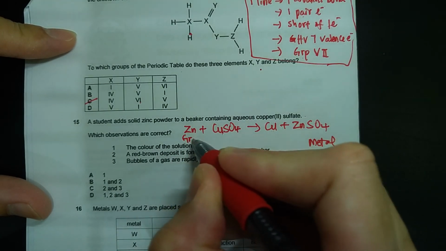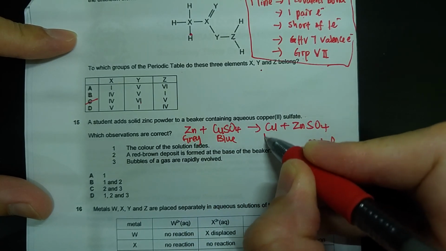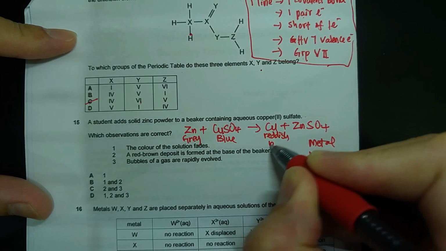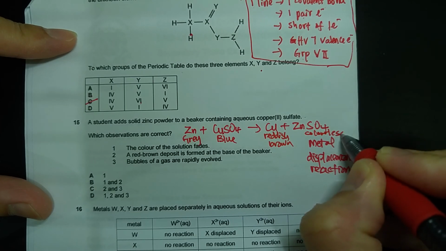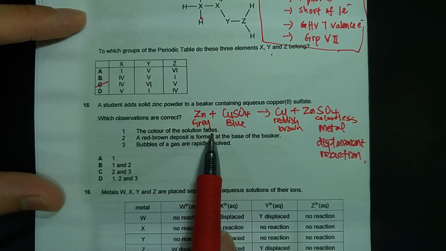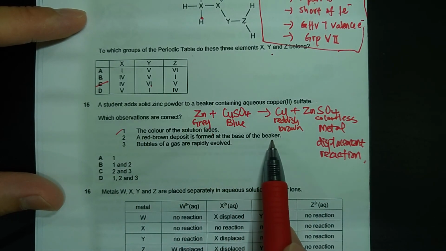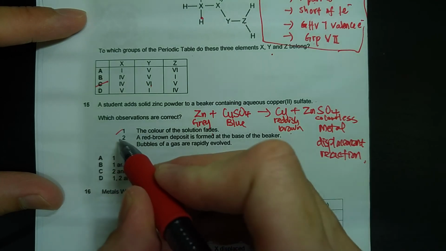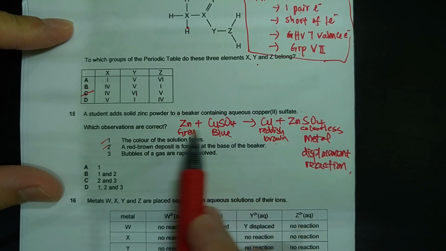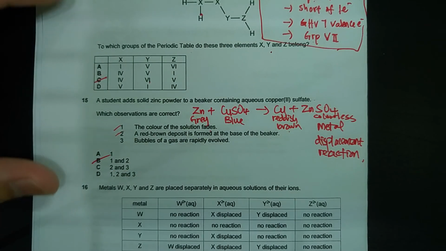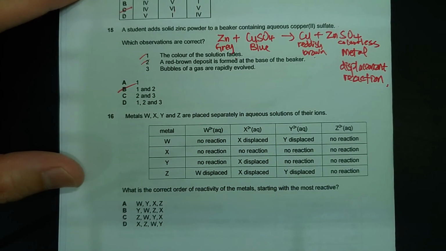So this one is gray color. This one is blue solution. This one is reddish brown. This one, zinc sulfate, is colorless. So you can see the color of the solution fades. Blue to colorless, correct? Red-brown deposit is formed at the base of the beaker. Yes, because of the copper. Bubbles of gas are rapidly evolved. There is no gas being released here. So the answer is 1 and 2, B. Okay, for 16.